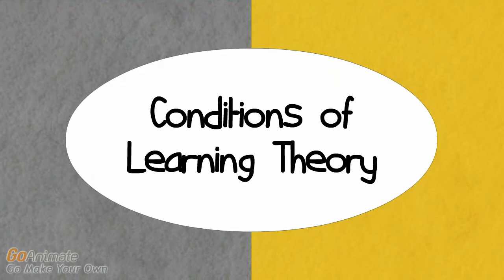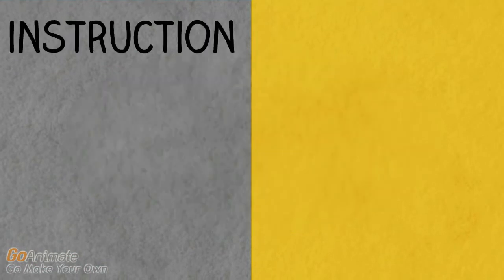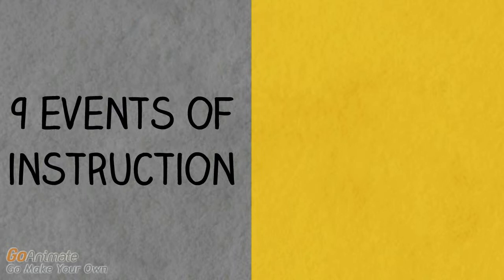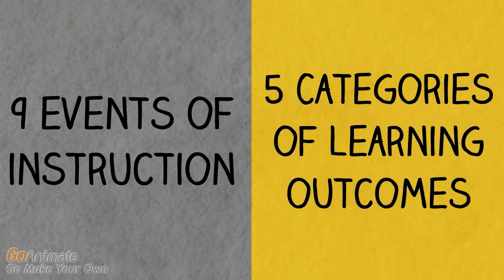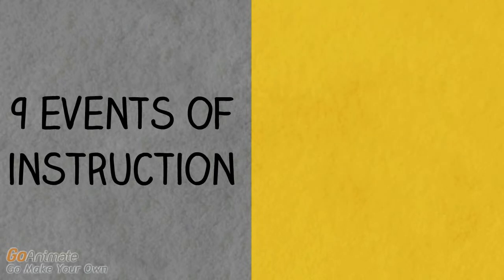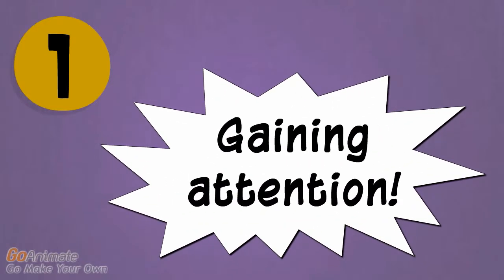There's two parts to the conditions of learning theory. There's the 9 events of instruction and the 5 categories of learning outcomes. First, let's talk about the 9 events of instruction. Stage 1 is the stage of gaining attention.